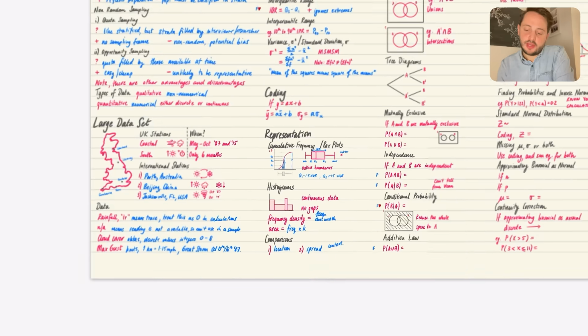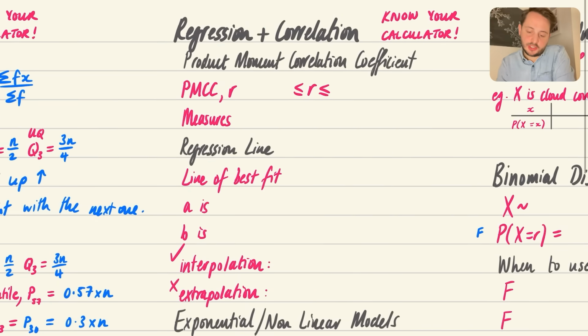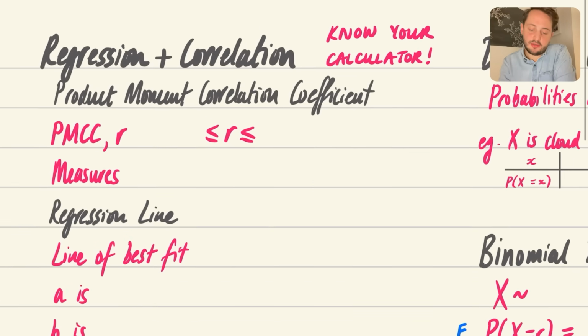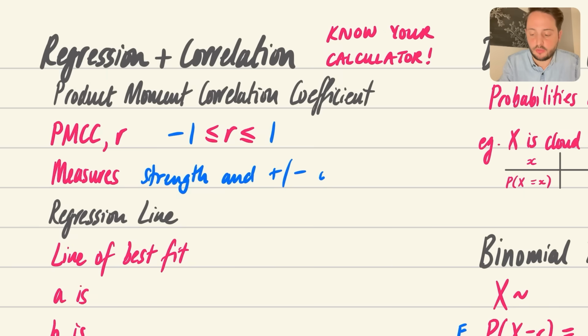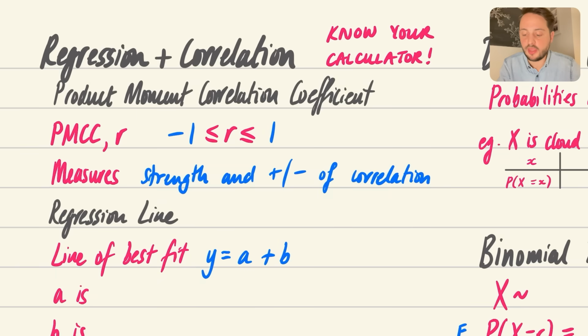Okay, so we're going to move on to the next part, which is about regression and correlation. Again, I've said know your calculator. You need to know how to find the product moment correlation coefficient, PMCC, on your calculator. Now, r can vary between -1 and 1, and it measures the strength and positivity or negativity of the correlation. So that's why it can only be between 1 and -1. A regression line is basically just a posh word for the line of best fit. It will usually be in the form of y equals a plus bx.